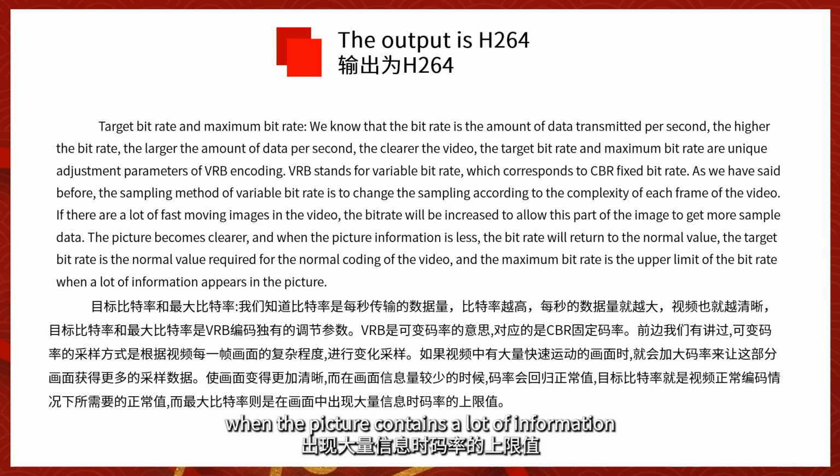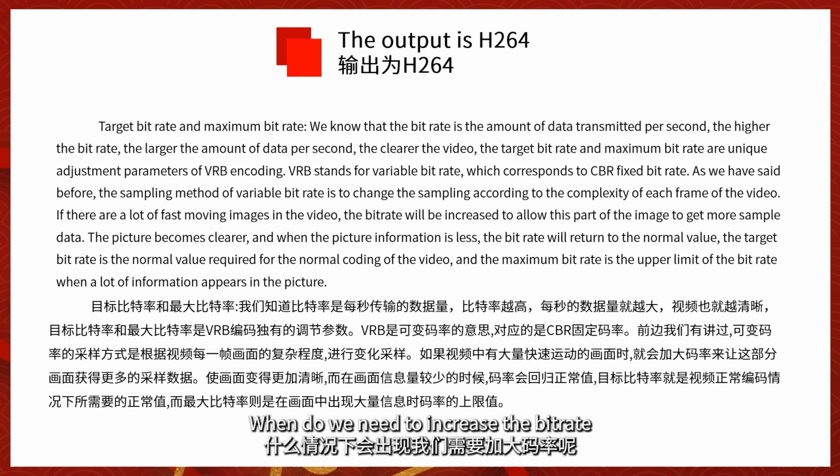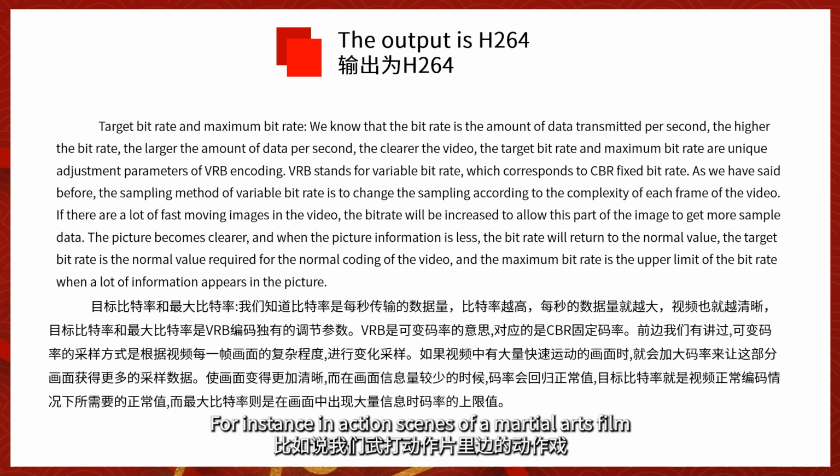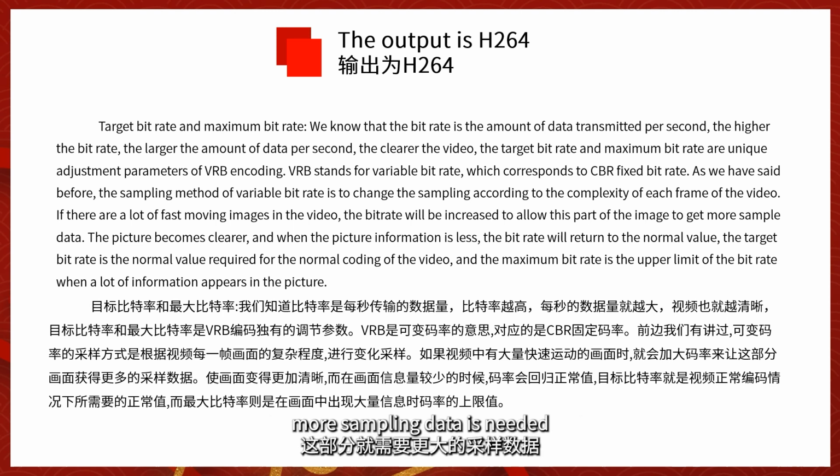When the picture contains a lot of information, when do we need to increase the bitrate? For instance, in action scenes of martial arts films, more sampling data is needed for fast-changing frames to make the rapidly shifting image clearer. However, in static scenes, there's no need to increase the bitrate, so this part will be more compressed, making the video relatively smaller.